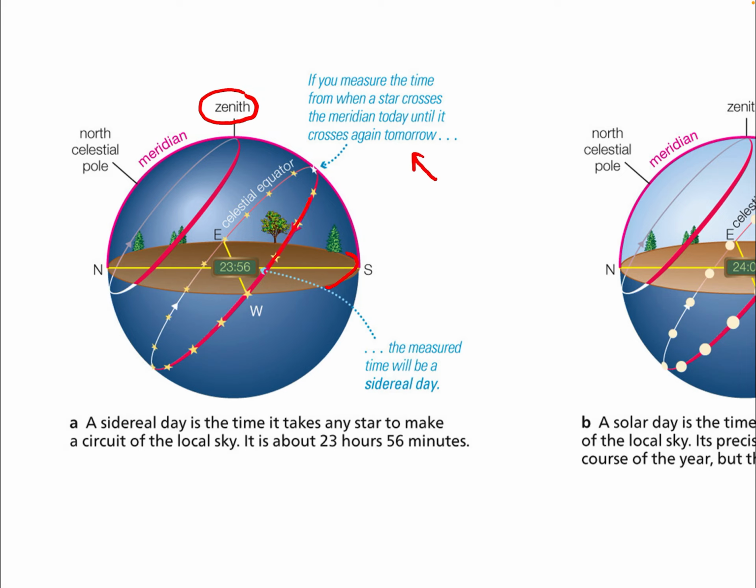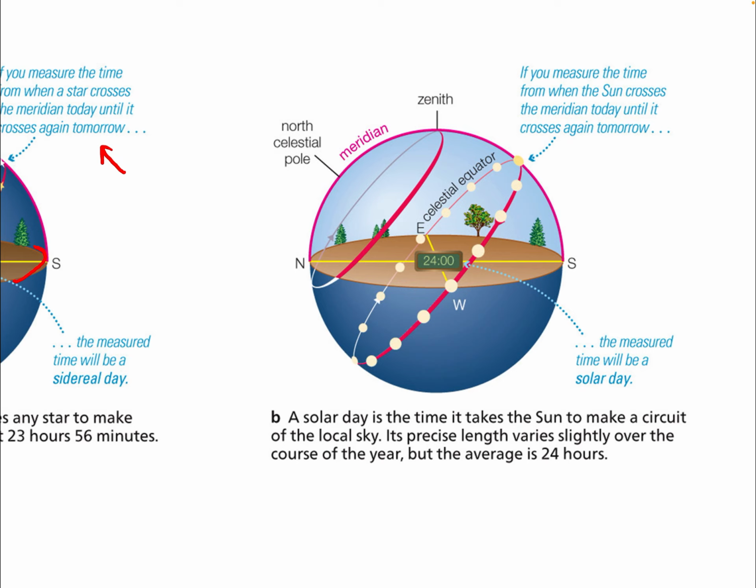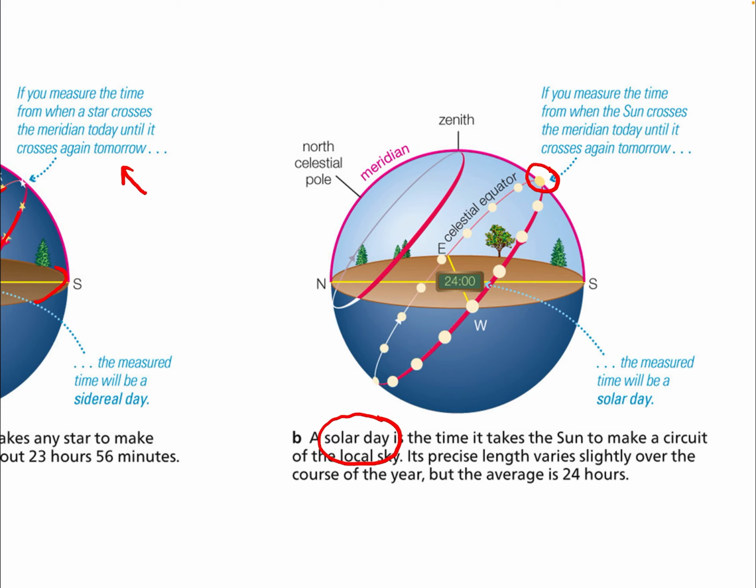Now, there's a difference, however, between a solar day and a sidereal day. So let's look at some of the details here. If you measure the time from when the sun crosses the meridian today until it crosses again tomorrow, that's a solar day. So that's having a point where the sun returns to the exact same location in your local sky to where it started. And that's probably what we think of when we think of a day. Think about, you see the sun rising, and then one day later, there's the sun rising again.